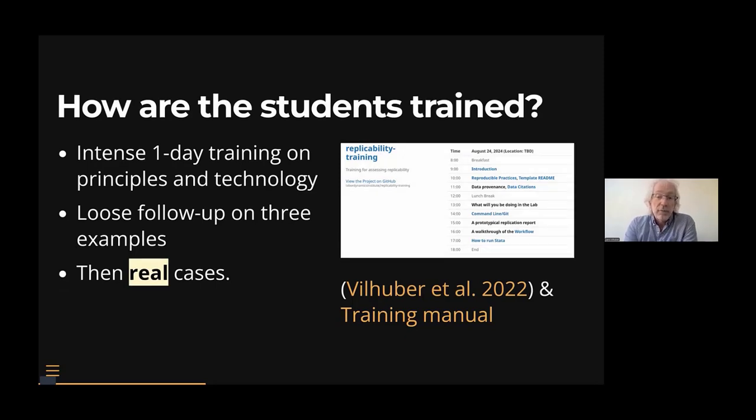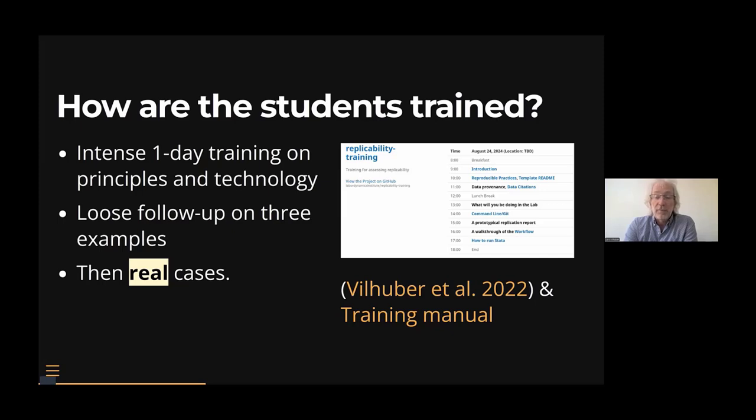How are they trained? Well, they don't necessarily come with all of those skills. Each of those pieces requires some specific skills. And so we actually spend an entire day training them, with a few lectures on the principles of reproducible practices, of the purpose of open science and all those kind of things. That's a lot of stuff to squeeze into a day.